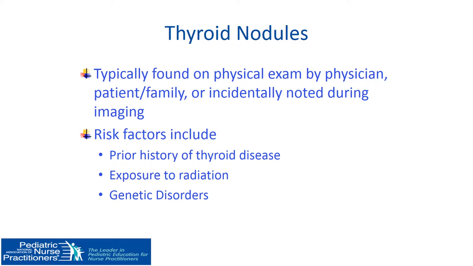Thyroid nodules in general. So they're typically found, again, on physical exam by a physician, a parent, the patient, or it's incidentally noted on imaging. So the kid hurts his neck and gets an MRI of his neck, and whoops, they found a thyroid nodule. So the risk factors for thyroid nodules include a prior history of thyroid disease, exposure to radiation, and genetic disorders.